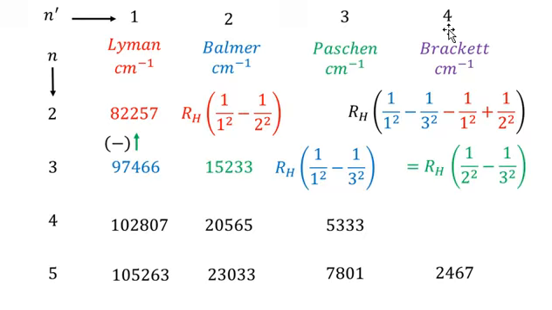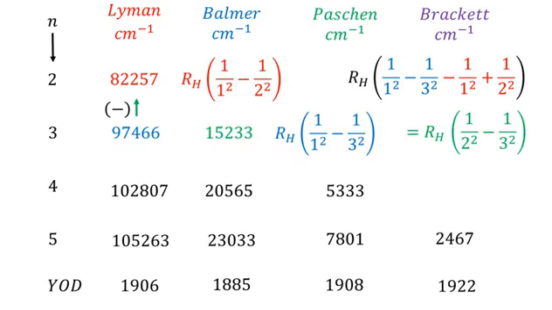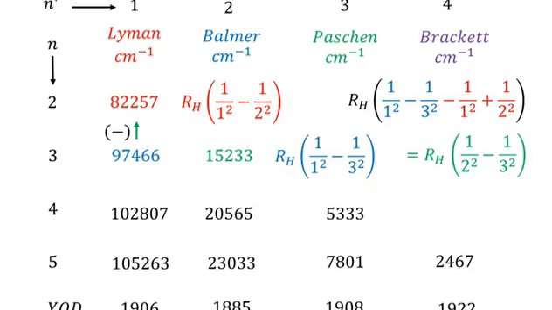Now for the Brackett series, the fundamental level is the level number 4. So the first transition will take place from level number 5. So if the transition takes place from level number 5 to the level number 4, then the first wavelength corresponding to the Brackett series will be 2467 centimeter inverse. And you see that the year of discovery of these series has been given.